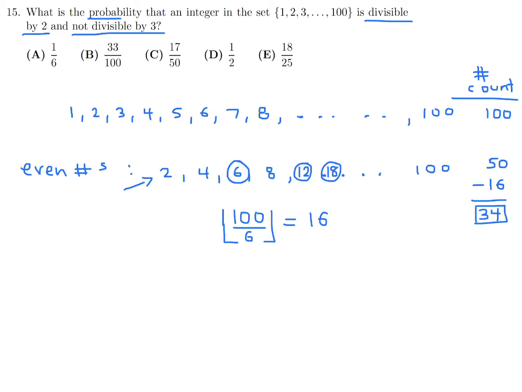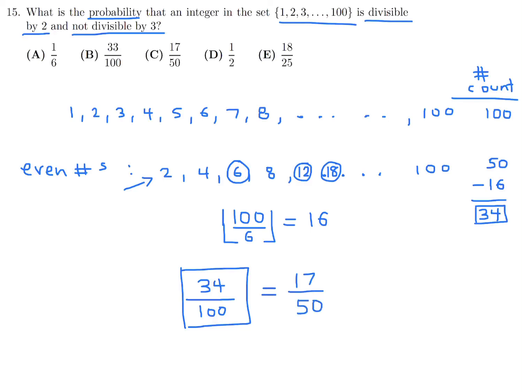Now to figure out the probability, we take our good guys, 34, and divide by the total that was in the original set, which is 100. And there you go. That's our probability. And that's not one of the answer choices. Oh, because they're lowering to lowest terms. Okay, so that's 17 over 50. 15 would be C.